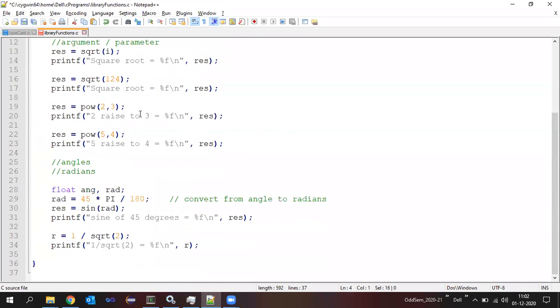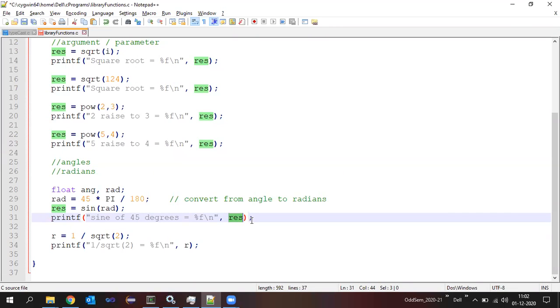Then later we called the sine function. We are using the sine function. What it will do, it will return us the value, which we pass in terms of radians. Then that result we are storing in a res variable. So sine of 45 is calculated and it gave us a result.